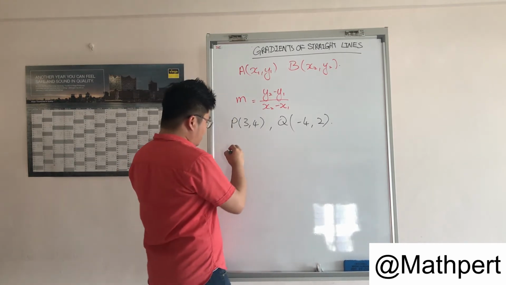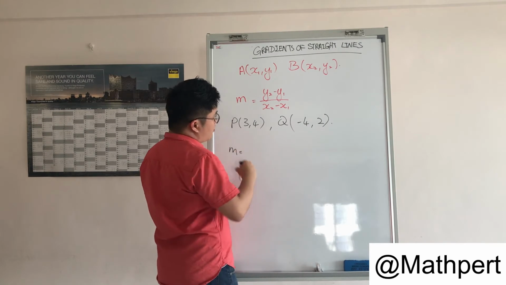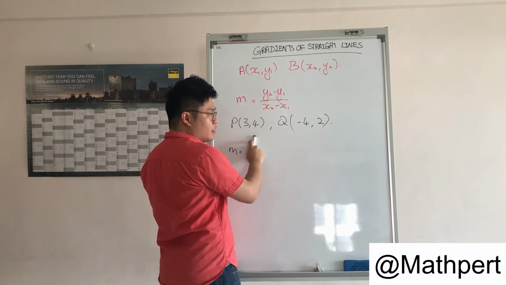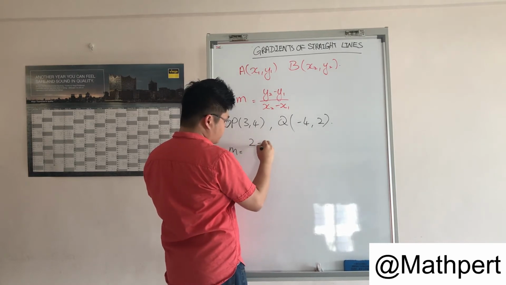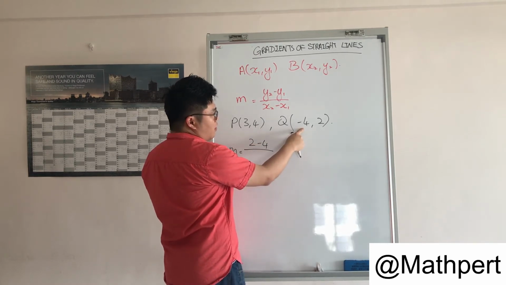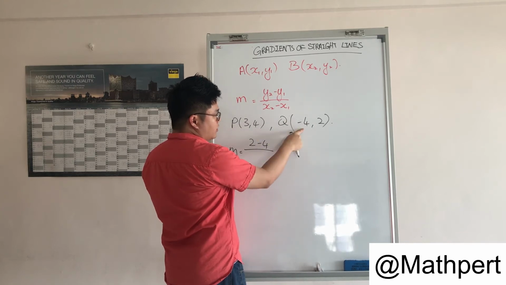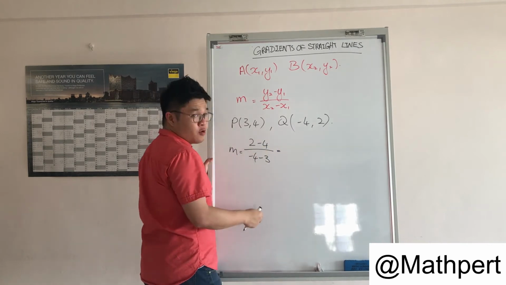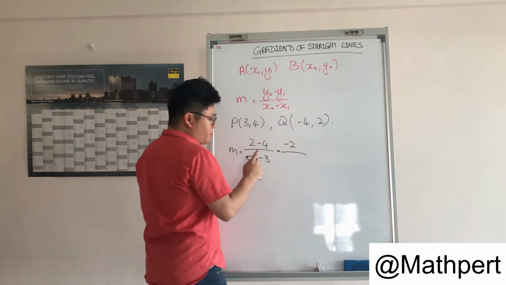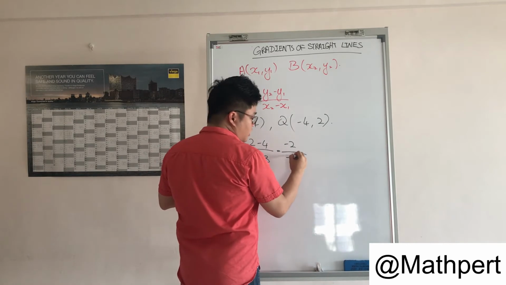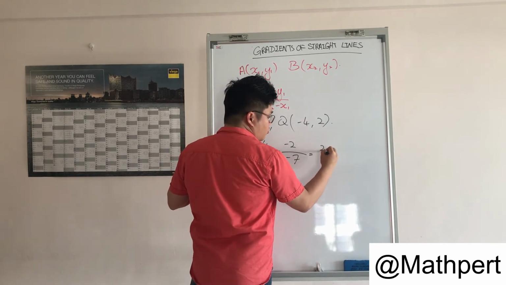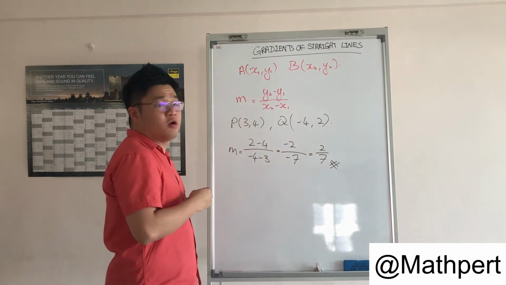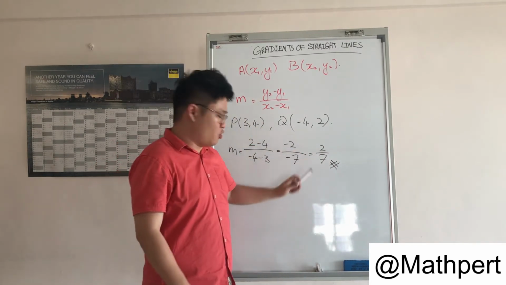So gradient is m equals y2 minus y1. This is y2, this is y1, so 2 minus 4 over x2 minus x1, 4 minus 3. 2 minus 4 will be negative 2. 4 minus 3 is... negative 7. So we got 2 over 7. 2 over 7 is the gradient of the line P and Q.